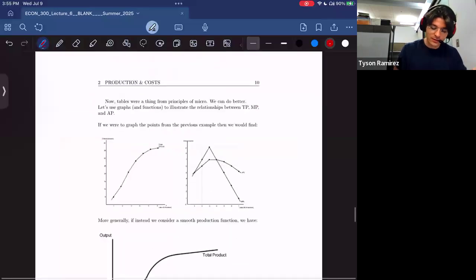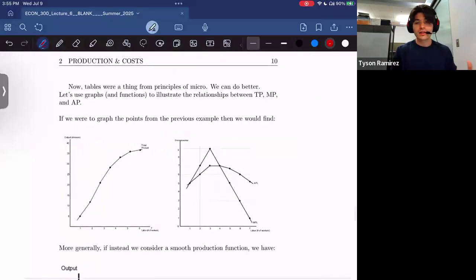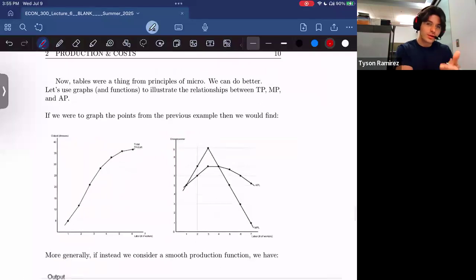So let's continue. As I've written here, these tables that we're working with, well, this was principles of micro stuff. We can do better. So let's see what this stuff looks like graphically to illustrate some of the more finer nuanced points that I want to show you guys.